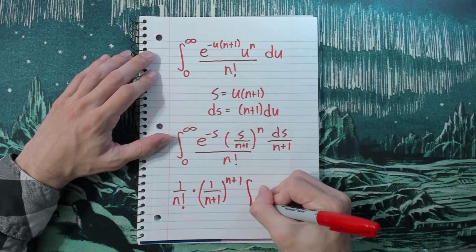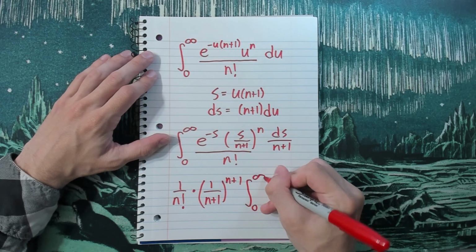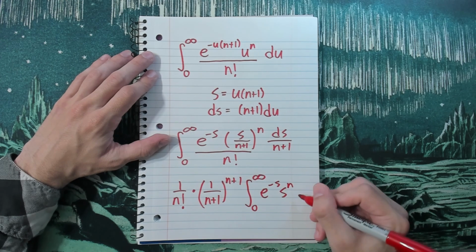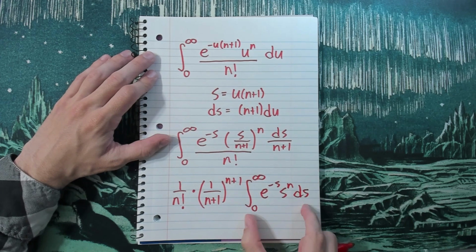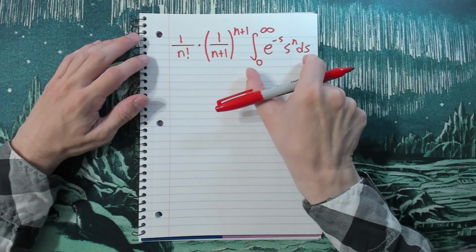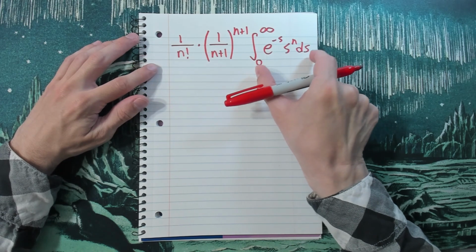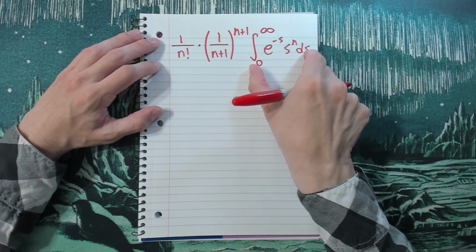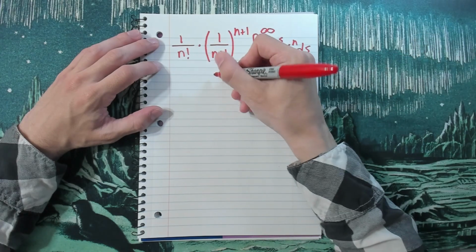And then I have my integral from 0 to infinity of e to the negative s times s to the power of n, and you can see it looks quite nice right here. And in fact, this thing is exactly equal to n factorial, so this thing is going to cancel out with this thing. How can we show that this thing is equal to n factorial? Well, I won't do a total proof, but I will show you. So basically, you just want to do integration by parts.